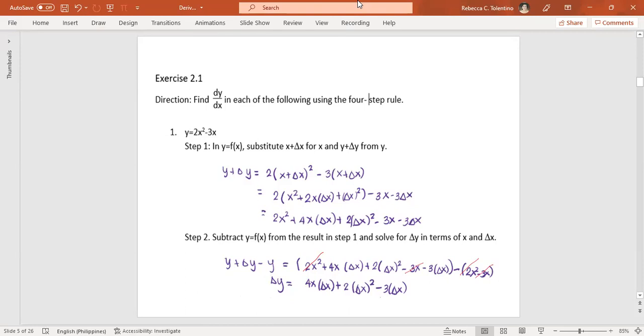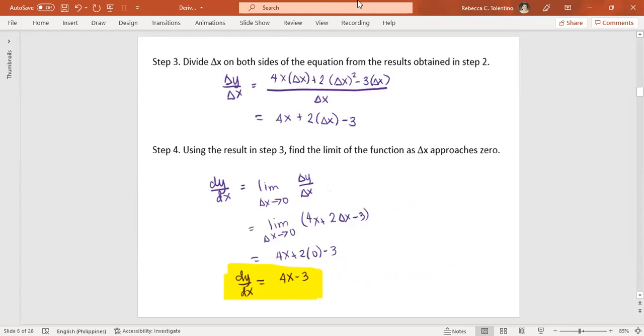So looking at what was left, on the left side, y and minus y will cancel out. So we will be left with delta y on the left. And on the right, we have 4x delta x plus 2 delta x squared minus 3 delta x. So after performing the second step, this is what we have. Okay. Then we proceed to the next step.